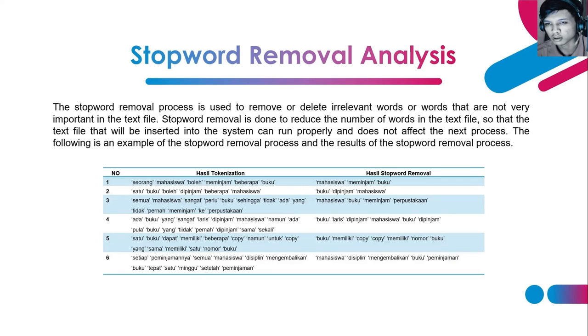The next step is stop word removal analysis. The stop word removal process is used to remove irrelevant words or words that are not very important in the text file. Stop word removal is done to reduce the number of words in the text file so that the text file will be inserted into the system and read properly, and thus not affect the next process. The following is an example of the stop word removal process and its result.